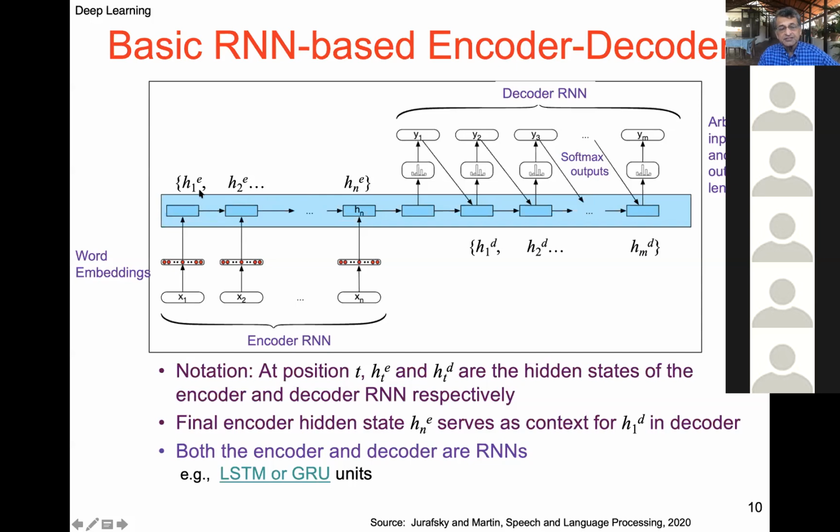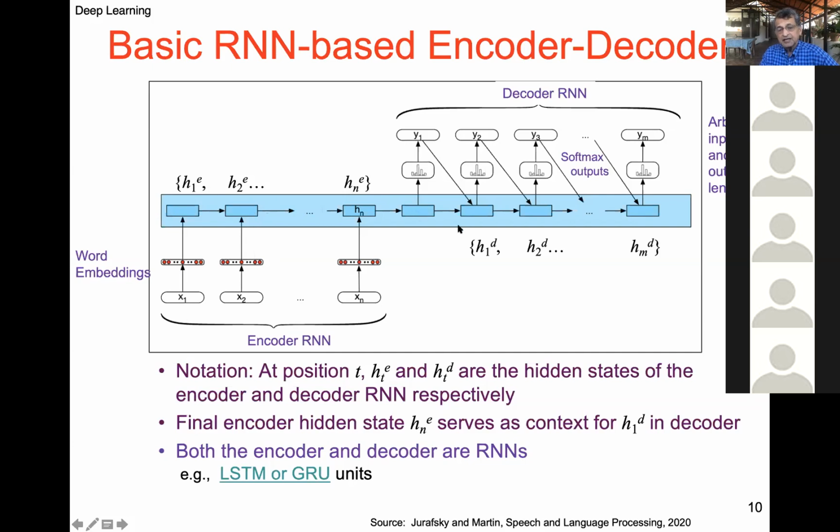So we are generating a string of hidden representations. But all that matters is the last hidden representation, Hn of E. That's all that is being used. And all of the earlier ones go on influencing what that's going to be. And that summary of this input sentence is being passed along to the decoder RNN.